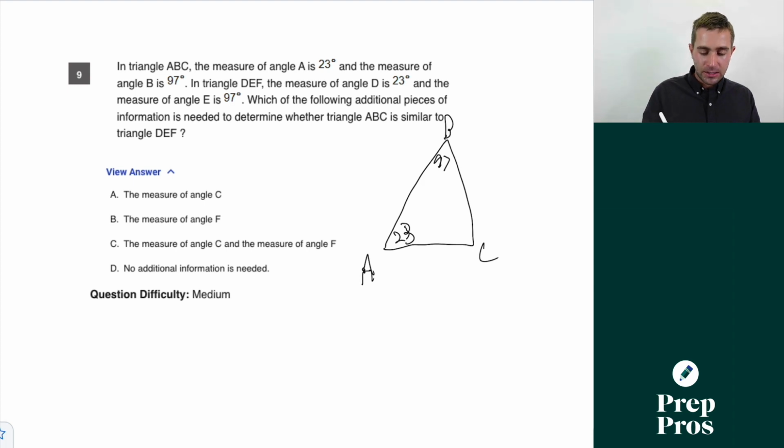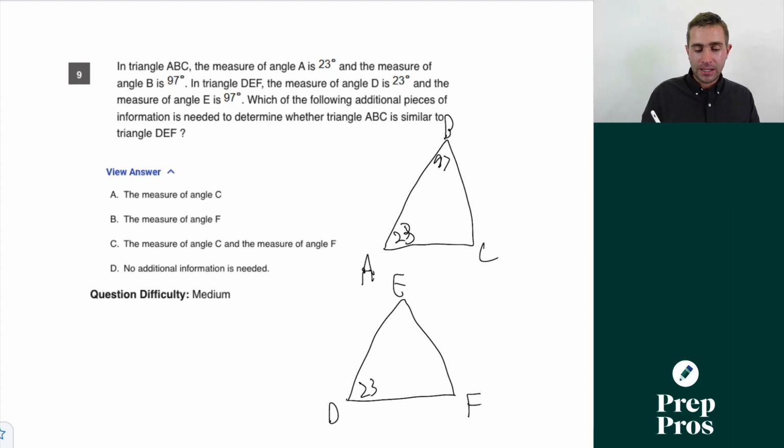In triangle DEF, it doesn't really matter exactly how it looks. This is just to help me out as I'm working through. The measure of D is 23. The measure of E is 97. Which of the following additional pieces of information is needed to determine whether triangle ABC is similar to triangle DEF?